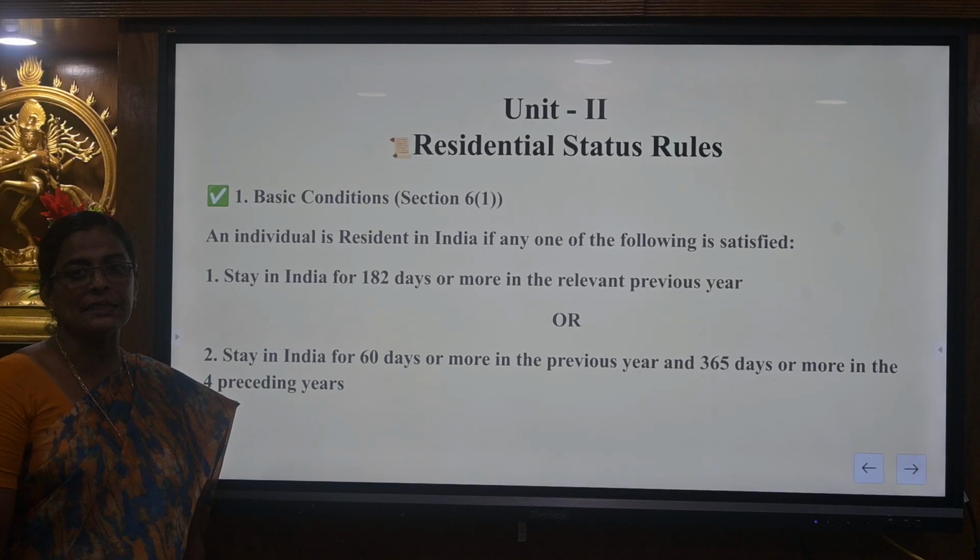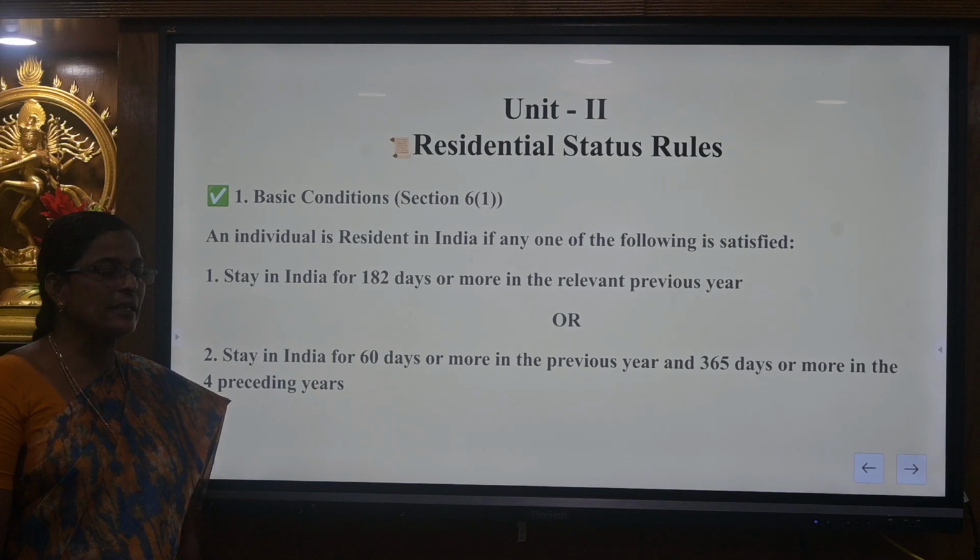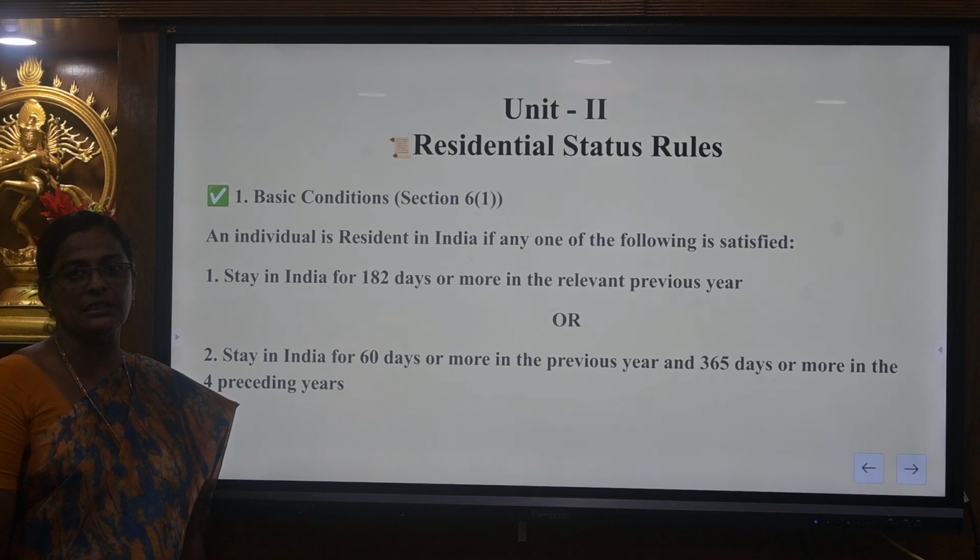The first basic condition is an assessee resides in India for a period of 182 days or more in the current previous year. The second basic condition is an assessee should stay in India for a period of 60 days in the previous year and 365 days in the 4 preceding previous years. In the second basic condition, both have to be satisfied to become the resident of India.